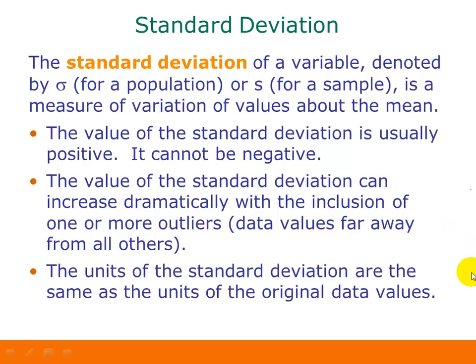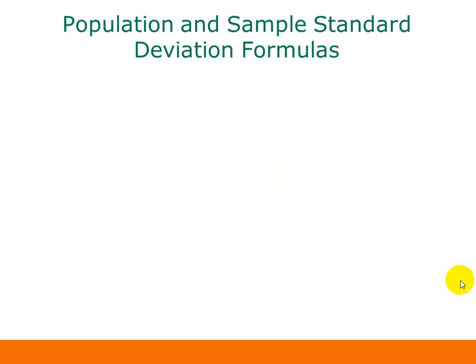And the units of the standard deviation are the same as the units of the original data values. So if our original data is measured in minutes, then our standard deviation will have that same unit of minutes. We're going to look at the formulas for calculating the standard deviation by hand. We won't actually use these formulas in practice, but we're going to look at them and see how they work, just so that we can get a better picture of what the standard deviation is actually telling us.